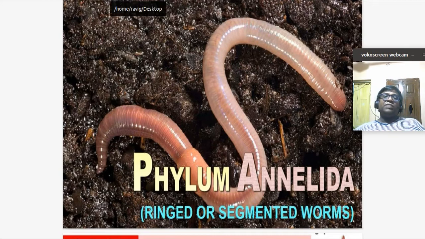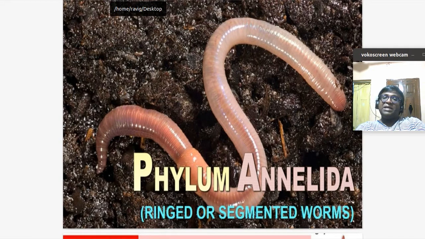The next phylum that we have is phylum Annelida. We also call them ringed or segmented worms. They exhibit metamerism. Some examples you can remember for phylum Annelida: see, this example is earthworm, and you can see the moist and shiny skin. They undergo respiration through this moist skin, which we call cutaneous respiration. That you can notice in this earthworm.